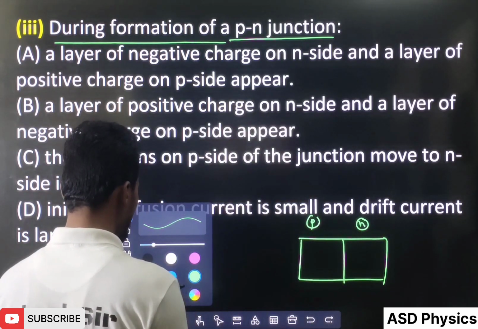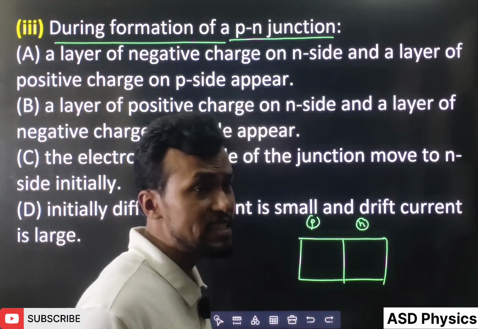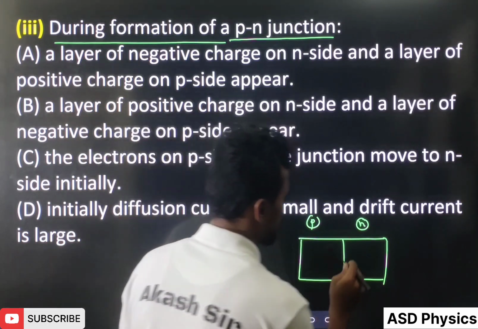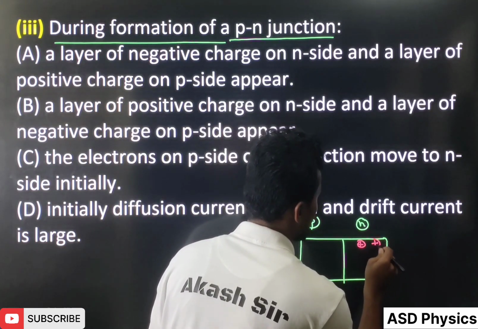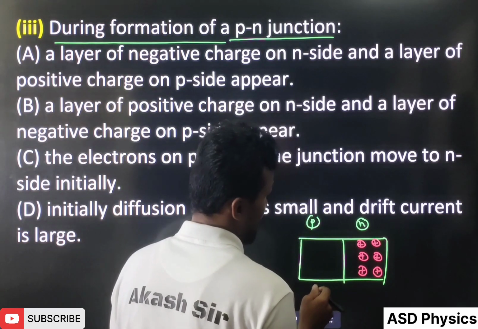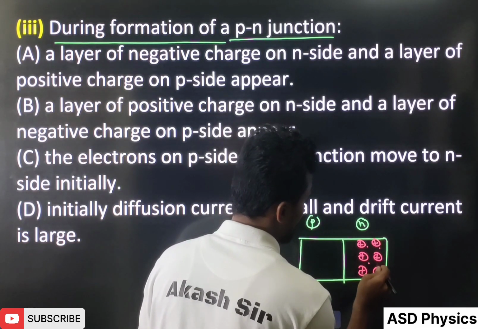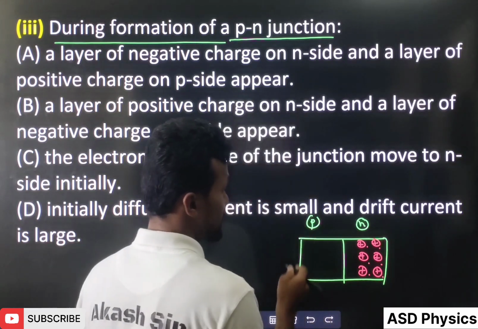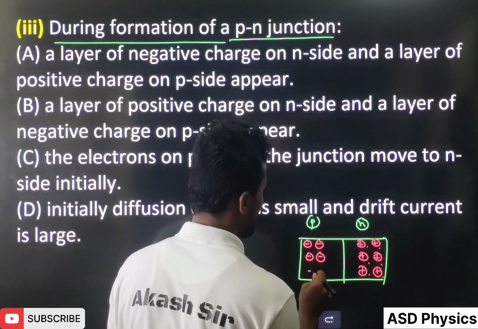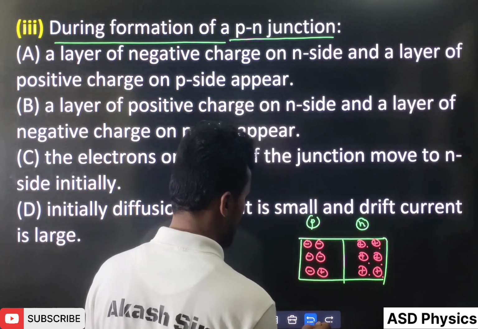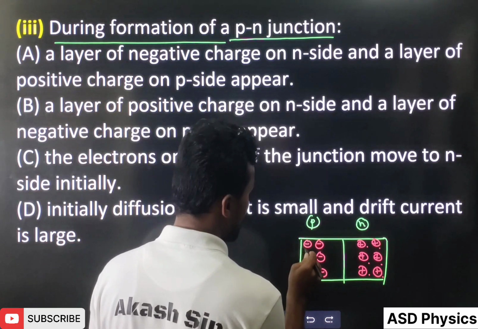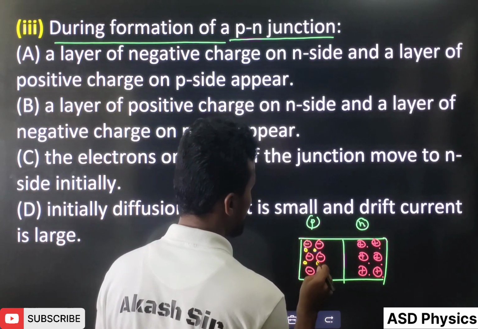In an n-type semiconductor, the free majority carriers will be electrons, and immobile positive fixed ions will be there. So some positive fixed ions are there like this in the n-type, and electrons will be there like this. And in the p-type, negative acceptor ions will be there, and the majority carriers will be holes.